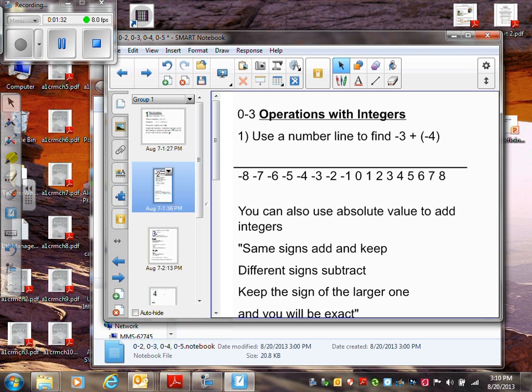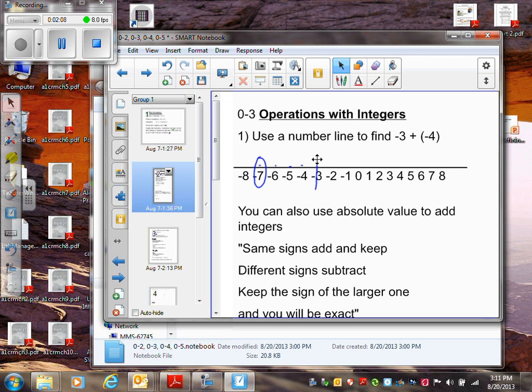All right, on this one, we're using these integers that we just learned about to do different operations. The easiest thing to do is to make a number line to count on. In this case, we're using a number line to find -3 plus -4. We start at -3, and we need to add -4, which in our case we're going backwards for. 1, 2, 3, 4. -3 plus -4 gets us -7.